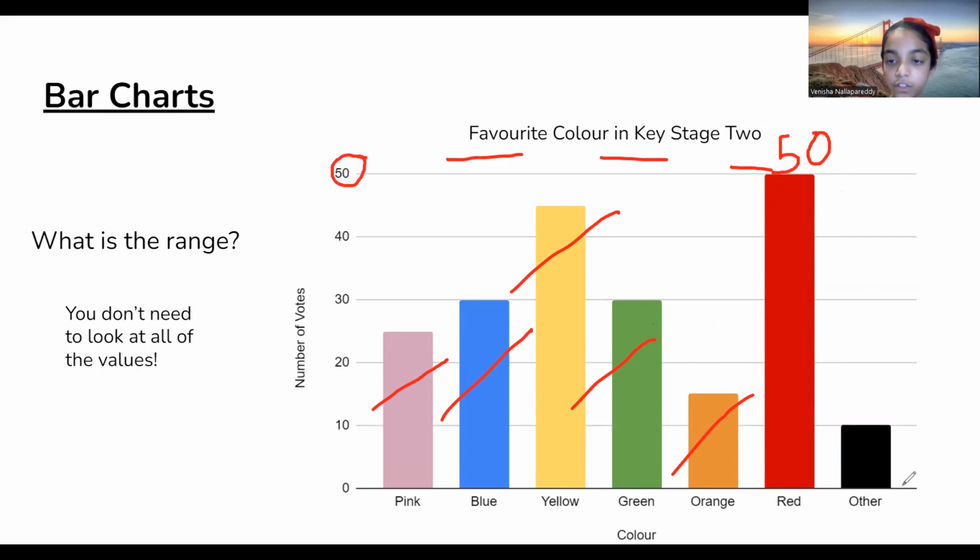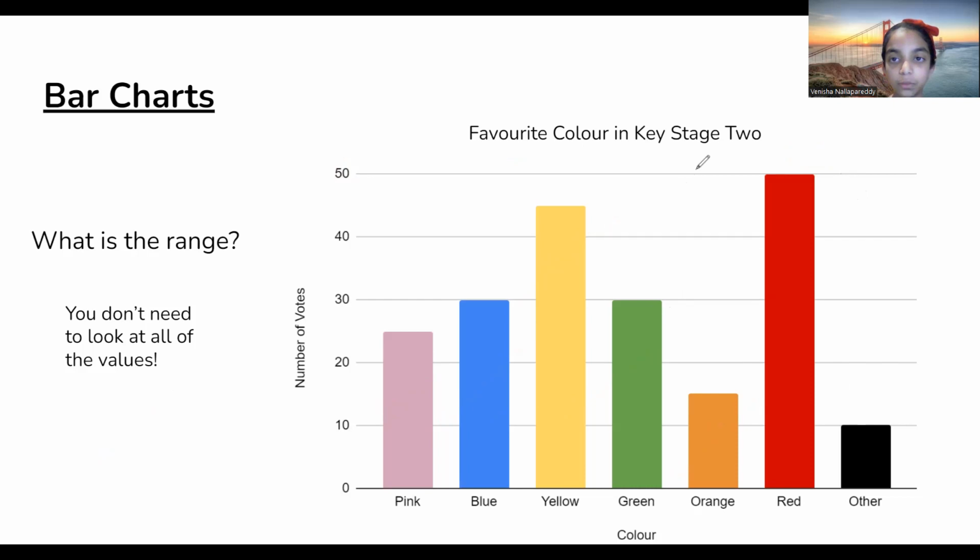And how many people voted another color? If we go across, that's 10. And remember, the range is all about the difference, and the difference means subtracting. So what's 50 subtract 10? That's right, it's 40. So quite a simple question here. This is probably the most simple question you'll be asked about range.